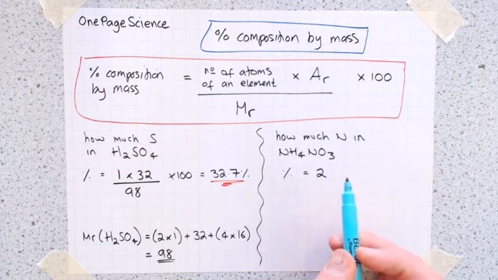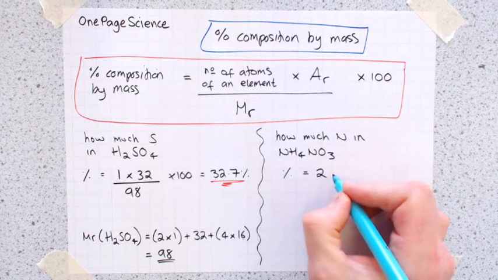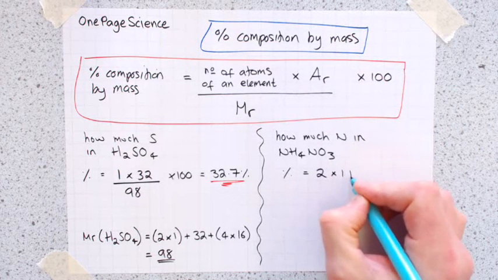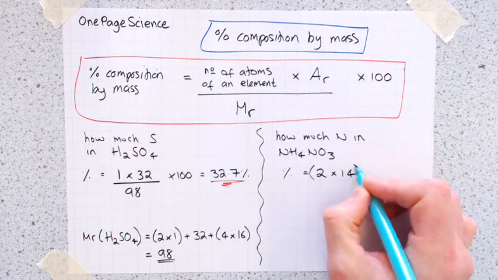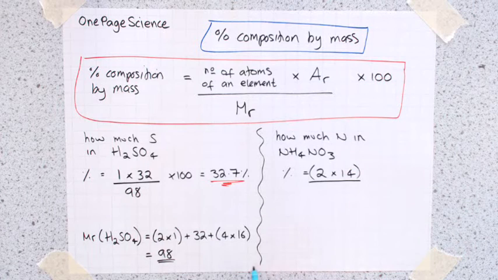You look up the relative mass of nitrogen using your periodic table. Always remember, relative mass is the top number. So it's 2 times 14. Put it in brackets just so you don't do anything daft on your calculator. And then like before, we'll do a little side calculation down the bottom.